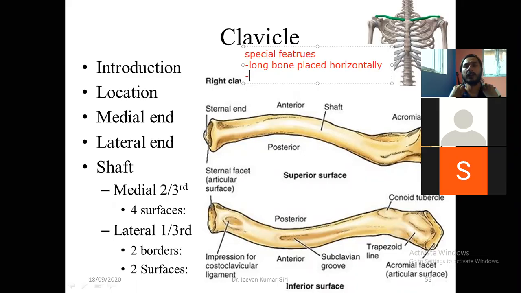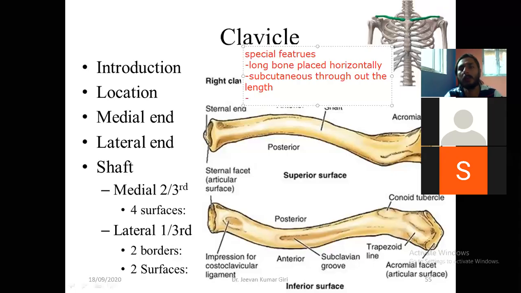See, you can feel the clavicle. It is subcutaneous throughout the length, means just below the skin only. There is no covering by muscle. So throughout the length it is subcutaneous. Then see, it has two primary ossification centers. It is the first bone to ossify. It has two primary ossification centers.